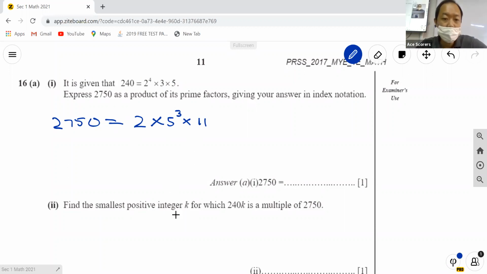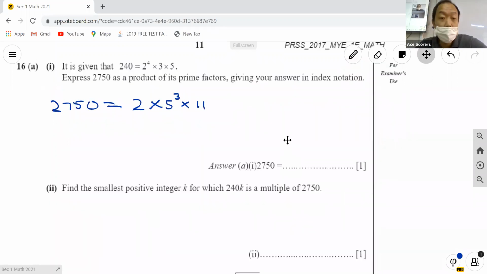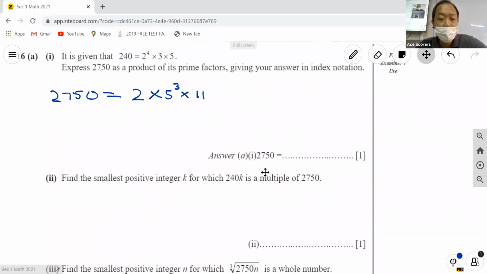So next, find the smallest positive integer for which 240 times it is a multiple of 2750. This will be a bit hard, right? Samuel, what do you get for this? This one, you don't know. Boston, do you know? Part 2. This one must deduce, must use brain one. It's not the typical question.